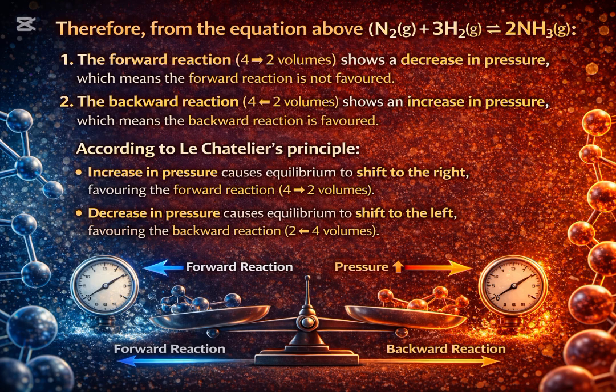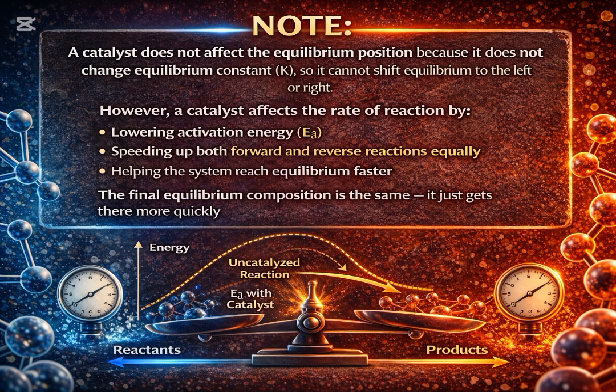Then on the other side, decrease in pressure causes equilibrium to shift to the left, favoring the backward reaction. Note, a catalyst does not affect equilibrium position because it does not change equilibrium constant K. So it cannot shift equilibrium to the right or left.